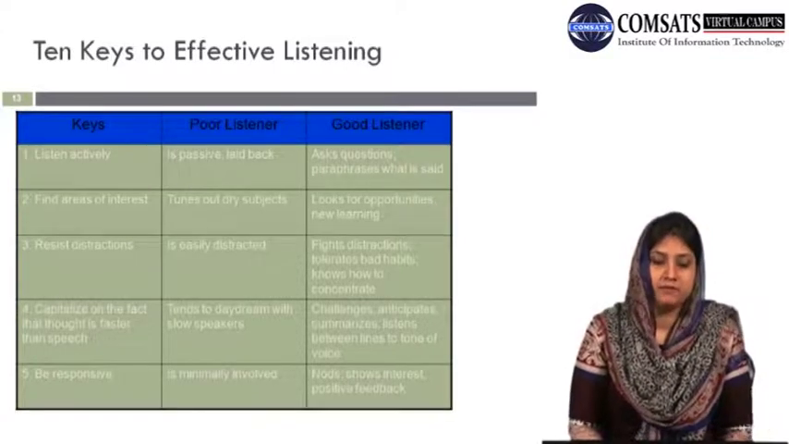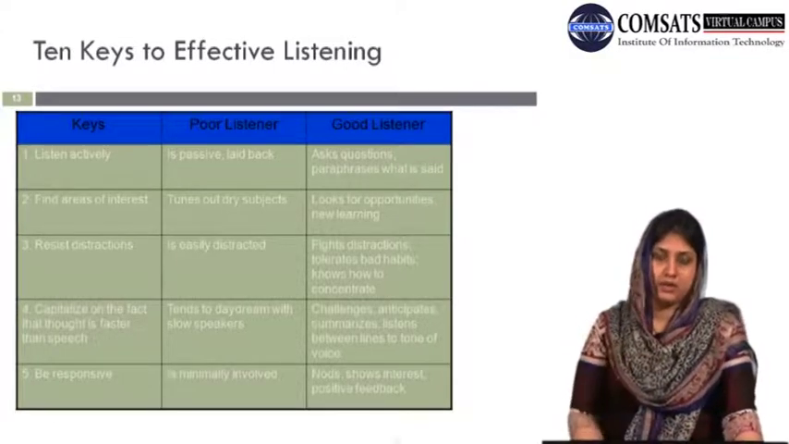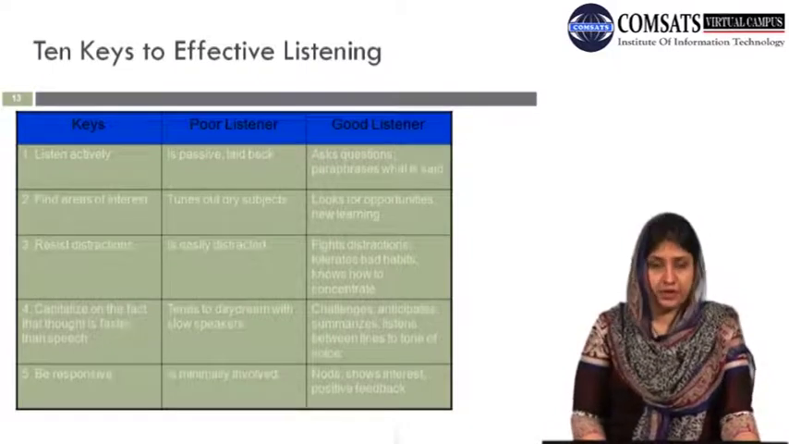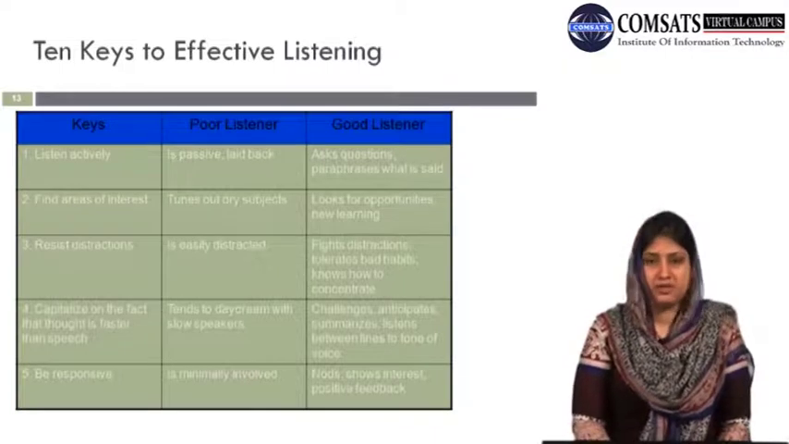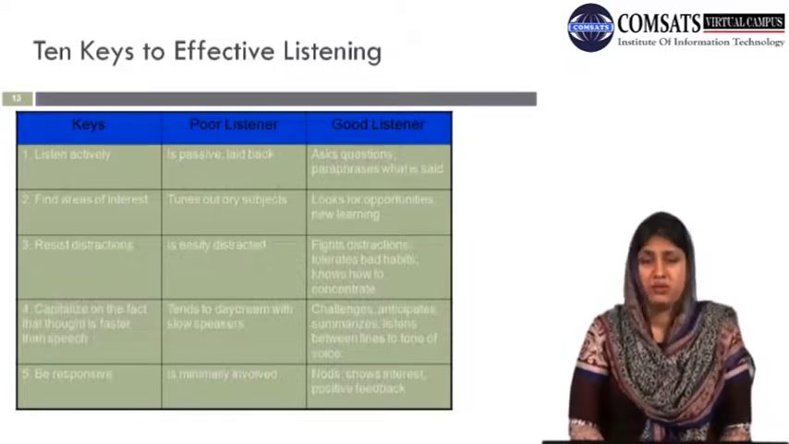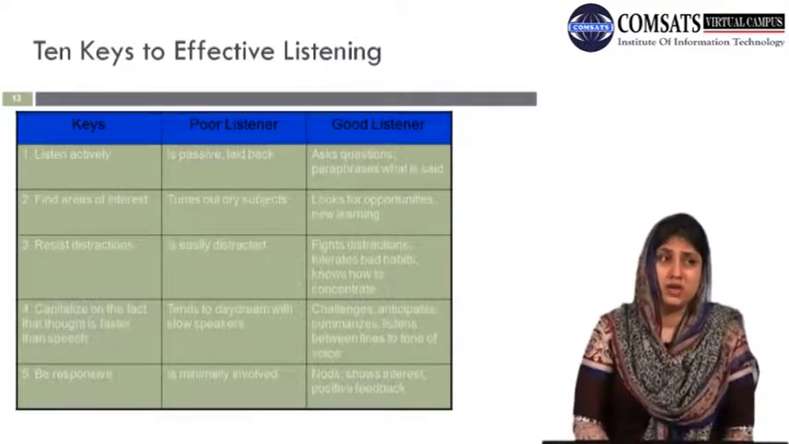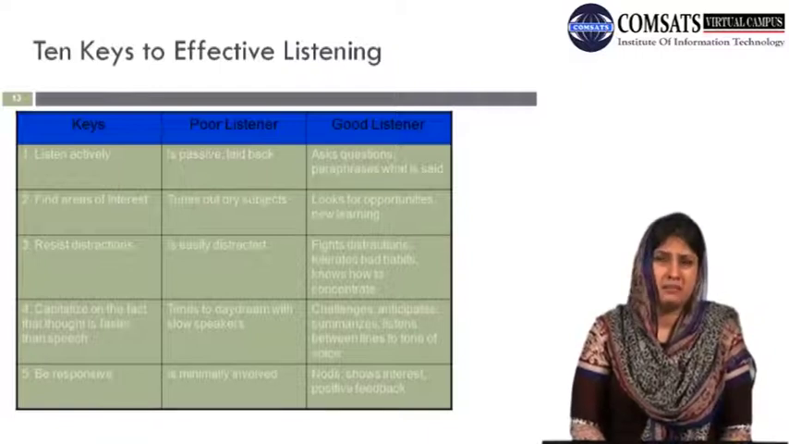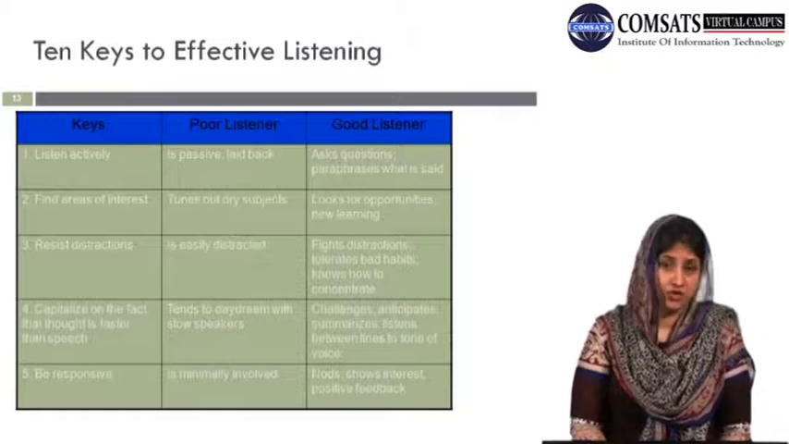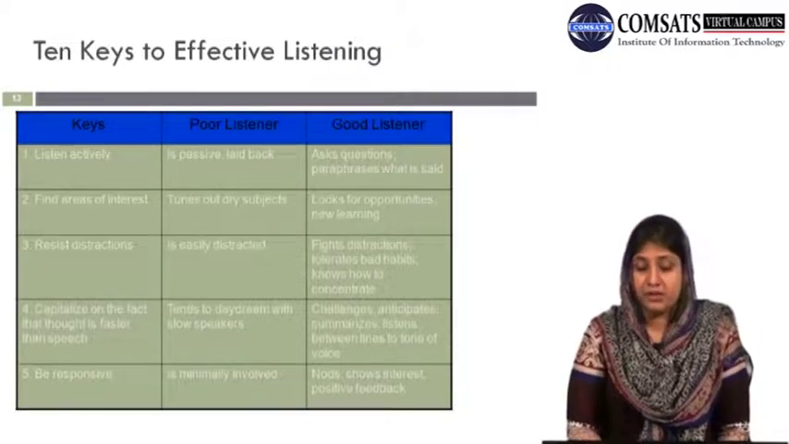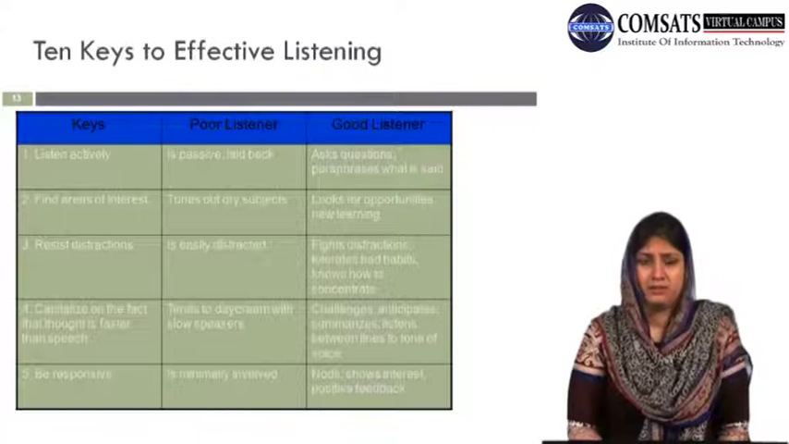Be responsive. The fifth point can be coupled with the very first point. The poor listener is minimally involved, or not involved at all. You may find there are always a few students in a classroom who sit on the back benches and would not like to participate in discussion whatsoever.